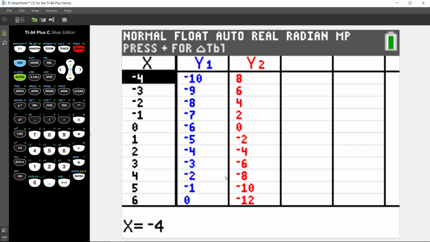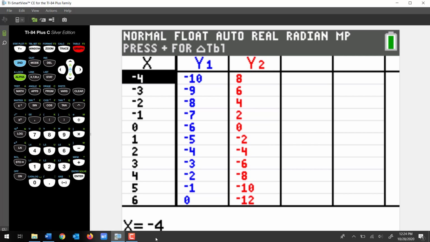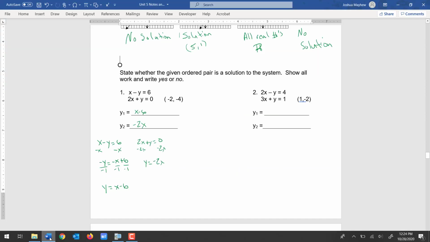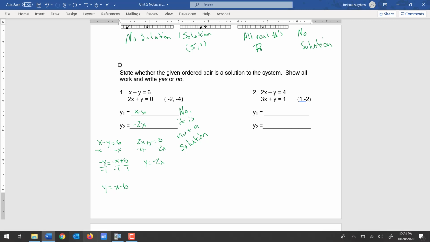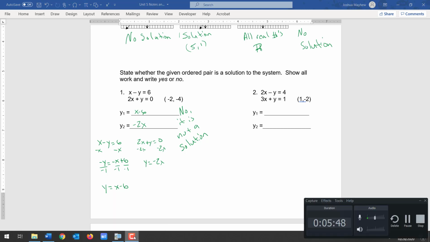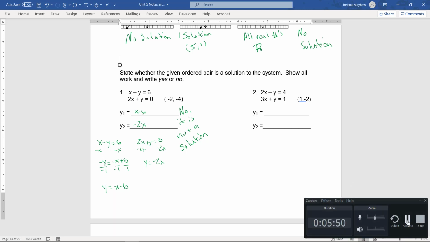What that means is that point is not a solution. So your answer would be no, it is not a solution. Now what I would like you to do is pause the video and try the second one. So hit pause, try the second one, and then hit play, and you can check your answers.